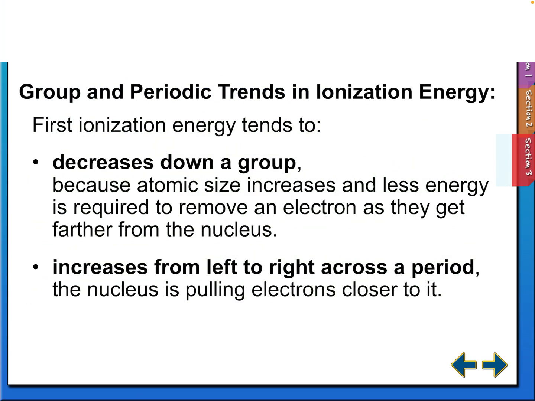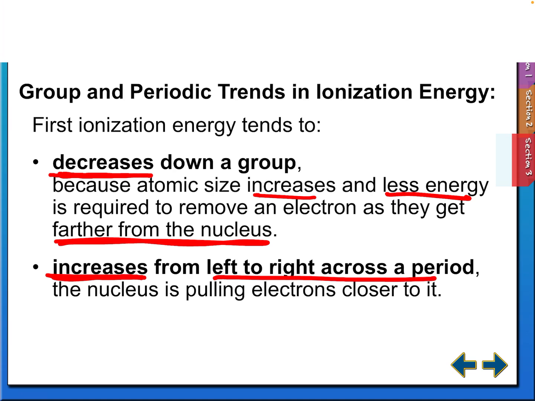Here we go. So as you move down a group, the energy decreases, meaning it gets easier to get rid of those electrons. The atomic size is getting big, there's less energy required to remove them, so the farther you are from the nucleus, the easier it is to take your electrons, okay? As you move left to right across the period, it actually increases energy. It gets harder to take the electrons as you move across the period. The nucleus is pulling the electrons closer to it. So again, if you think about that nucleus with the electrons, he is pulling in those electrons so close and tight, it takes a lot of energy to lose them.